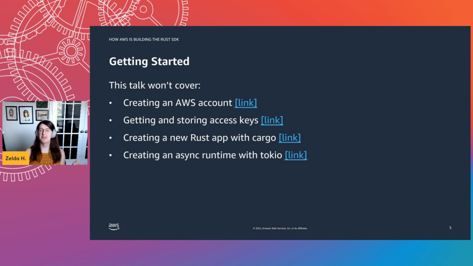Now, we only have a limited amount of time, right? So there are a couple things I'm not going to be covering in this talk, and that's stuff like creating an AWS account, how to get and store your access keys, how to create a new Rust app with cargo, or how to do async runtime stuff with Tokio specifically. We're going to be using it, but I'm going to kind of gloss over a lot of the basic things. However, again, I have included links to all those things. So if you're not familiar with any part of that, you can go click the link and get some more information.